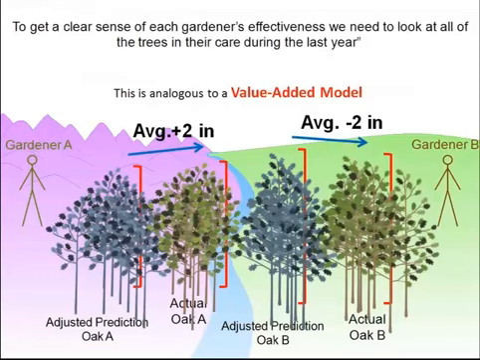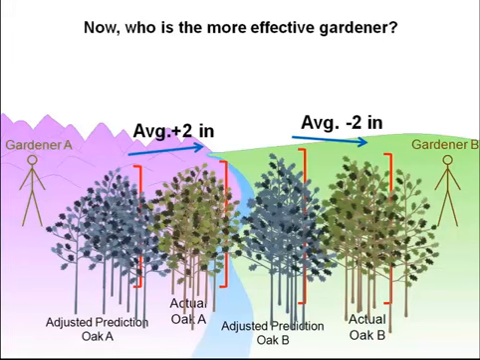To get a clear sense of each gardener's effectiveness, we need to look at all of the trees in their care during the last year. This is analogous to a value-added model. Now, who is the most effective gardener?